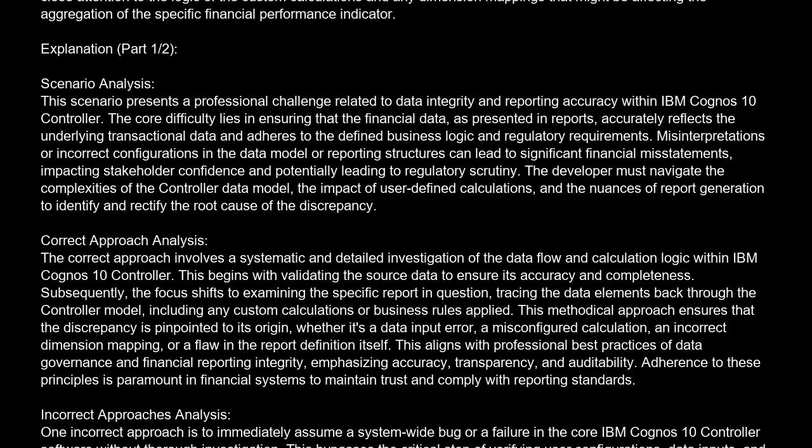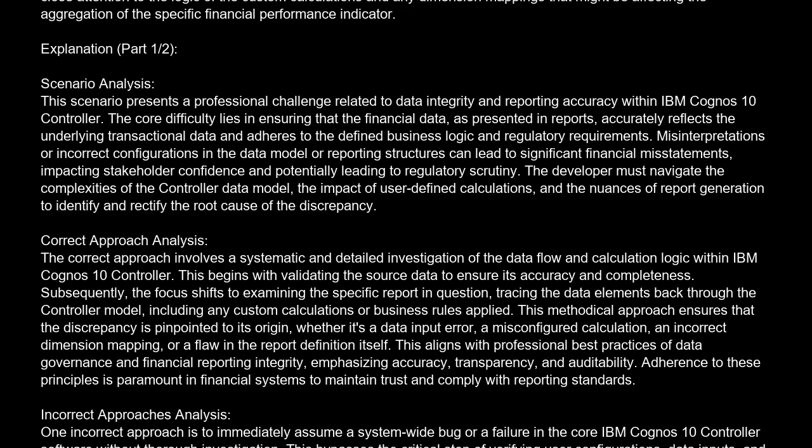This scenario presents a professional challenge related to data integrity and reporting accuracy within IBM Cognos 10 Controller. The core difficulty lies in ensuring that the financial data, as presented in reports, accurately reflects the underlying transactional data and adheres to the defined business logic and regulatory requirements.